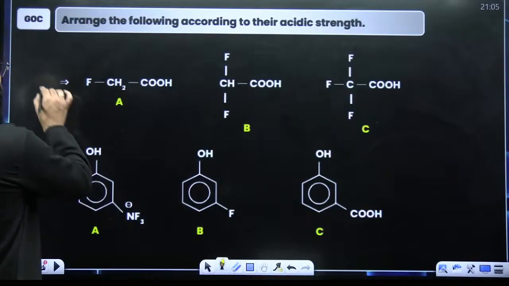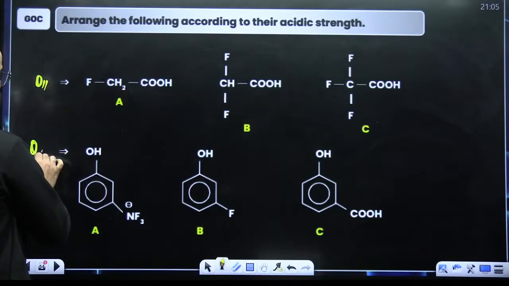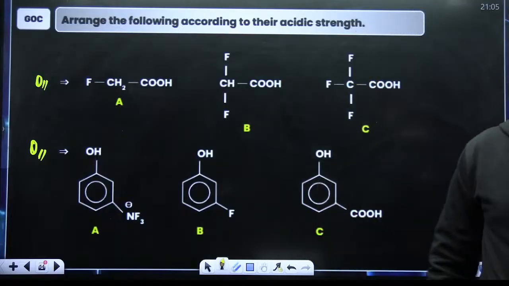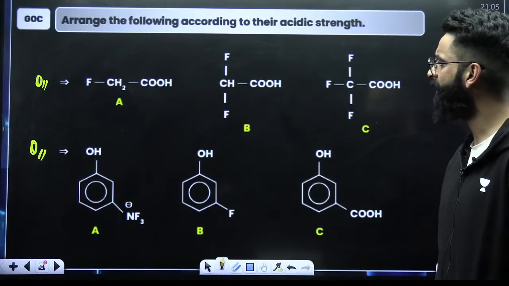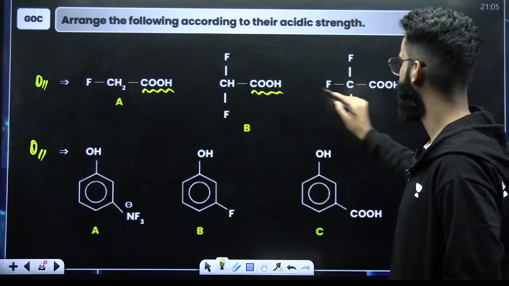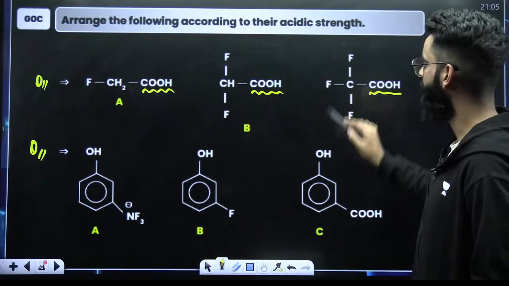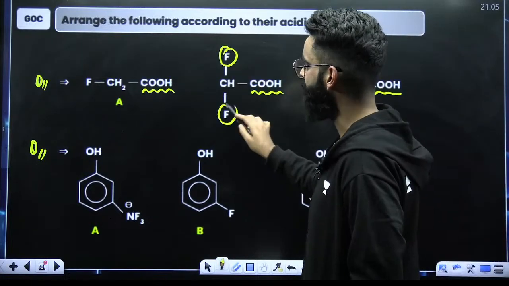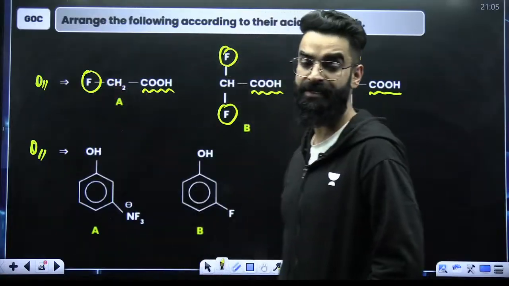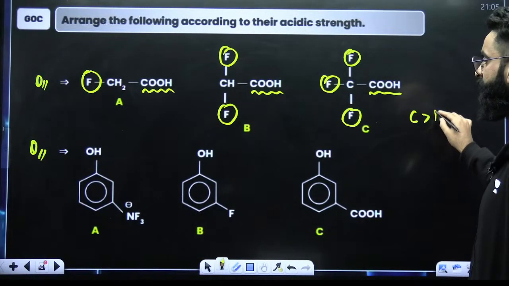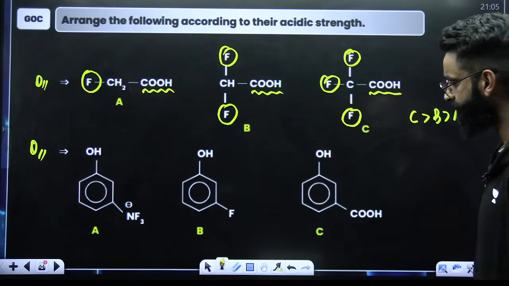Now, if you look at these two questions, can you arrange them as per their acidic strength order? First of all, check the reference. The reference is the same everywhere. 3 fluorine atoms attached. Only 2 fluorine atoms attached. Just 1 fluorine attached. Fluorine is withdrawing, right? So more withdrawing means more acidic. So C followed by B followed by A.